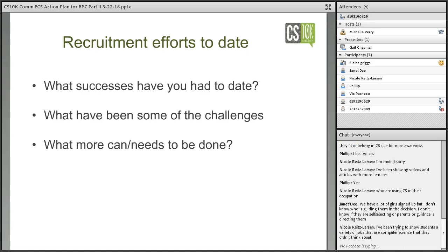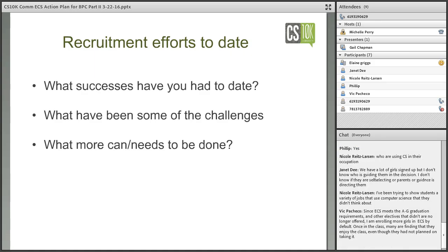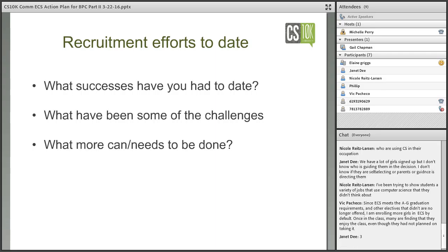Janet, how many years have you been running ECS now? Three. Okay, so I combine that with what Vic just said about fewer electives being offered and the opportunity for girls to be enrolled in ECS more by default. Some of this has to do with the reputation that the course begins to have, and we'll talk more about that when we go back to that broadening participation slide.